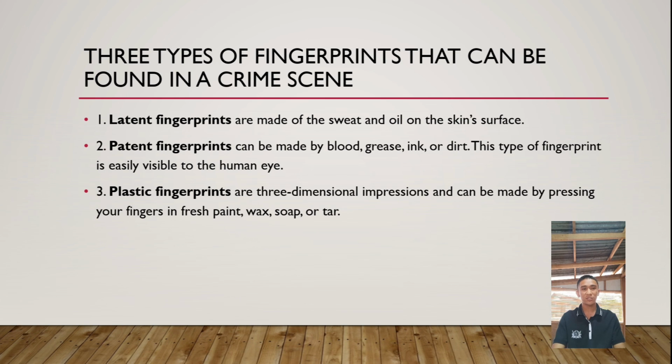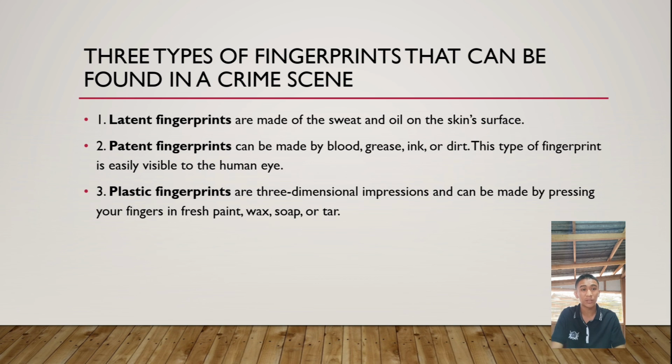The next one is, there are three types of fingerprints that can be found at the crime scene. The first type is latent fingerprints, then patent fingerprints, and plastic fingerprints. Latent fingerprints are made of the sweat and oil on the skin surface. This type of fingerprint is invisible to the naked eye and requires additional processing in order to be seen. This processing can include basic powder techniques or the use of chemicals.